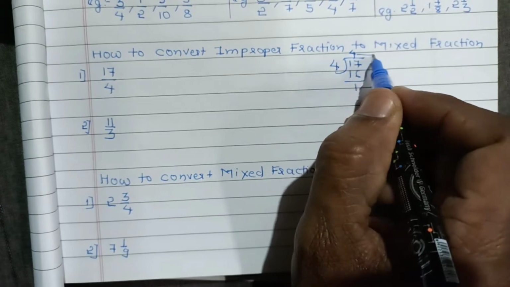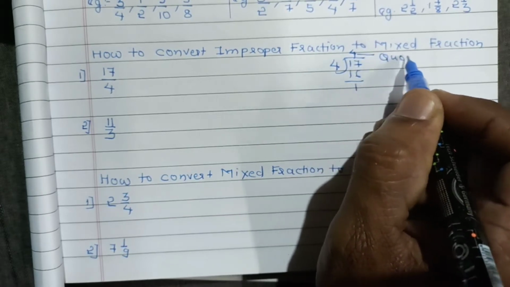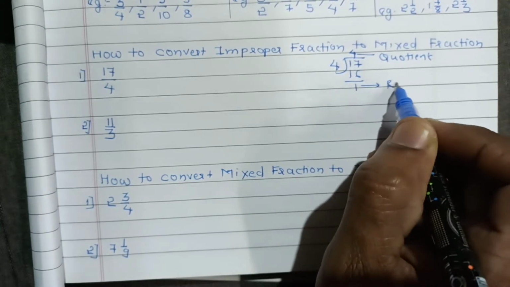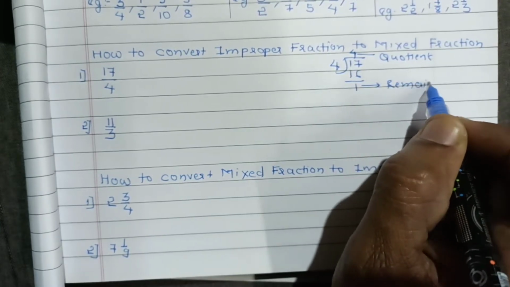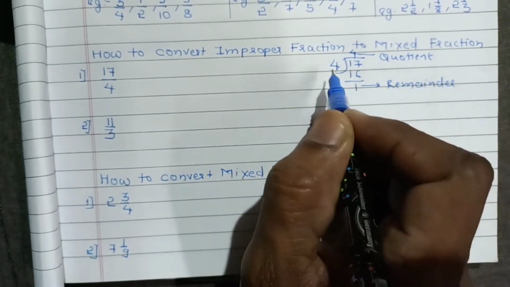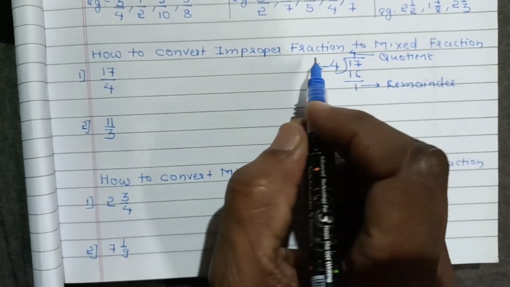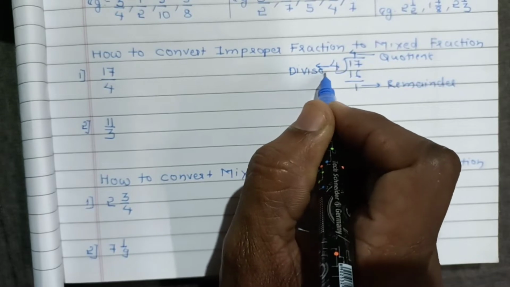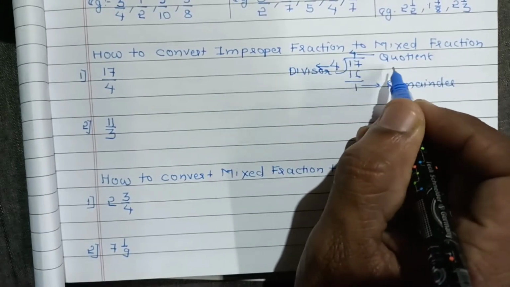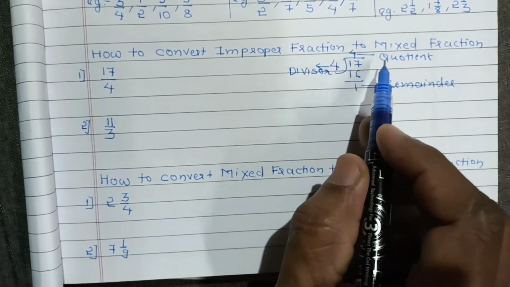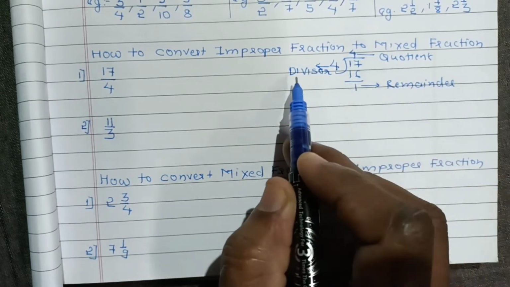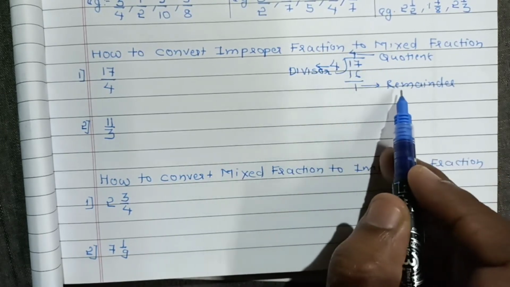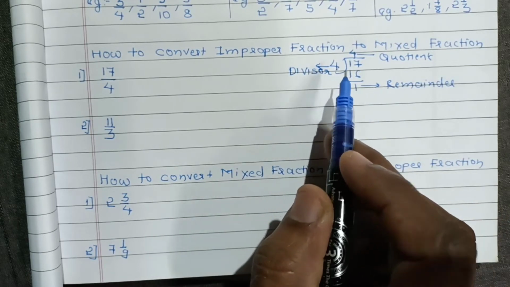So this 4 is the quotient. This 1 is the remainder. And this 4 is the divisor. This 17 is the dividend. I need only these three words: quotient, remainder and divisor. So here quotient is 4, remainder is 1 and divisor is 4.